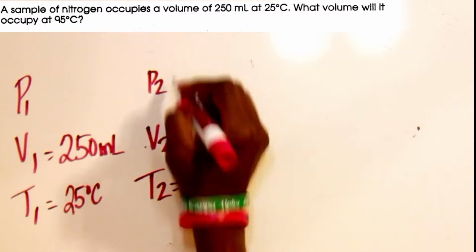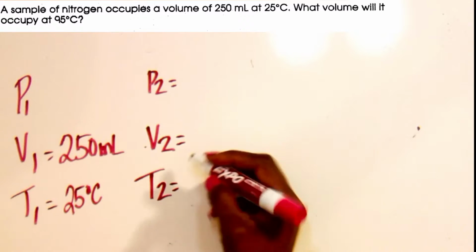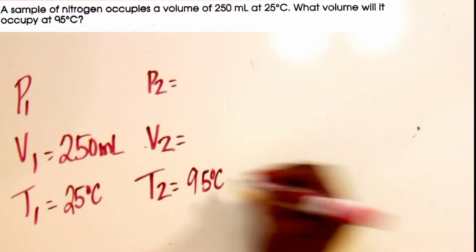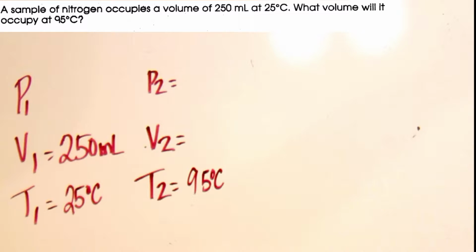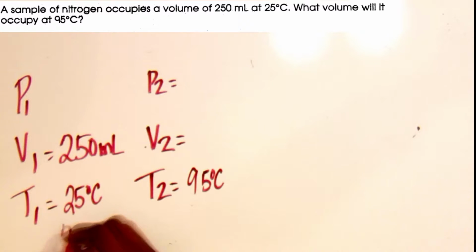Continuing to read through the problem, it does not give us a P2, but we do see a change in temperature where it goes from 25 degrees Celsius to 95 degrees Celsius. Now, if you remember back in the notes, it stated that your temperature in Celsius should be converted to Kelvin. So we'll change the Celsius temperature to Kelvin by adding 273. 273 plus 25 equals 298 Kelvin.